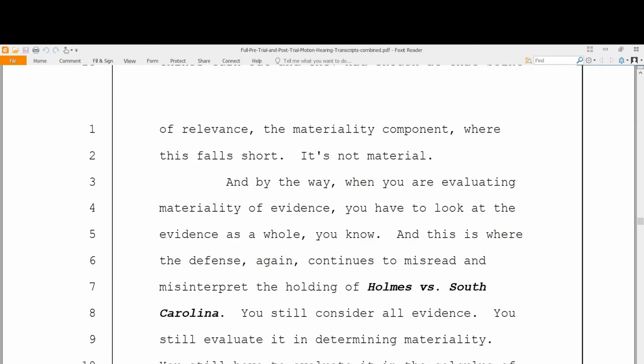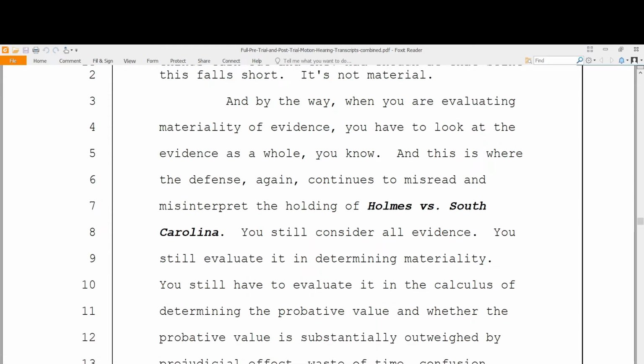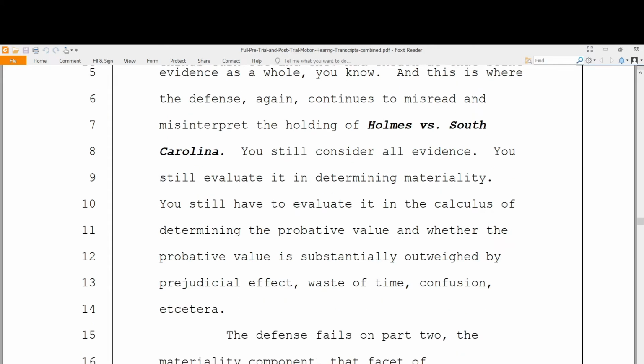It's not material. And by the way, when you are evaluating materiality of evidence, you have to look at the evidence as a whole, and this is where the defense, again, continues to misread and misinterpret the holding of Holmes versus South Carolina. You still consider all evidence. You still evaluate it in determining the materiality.